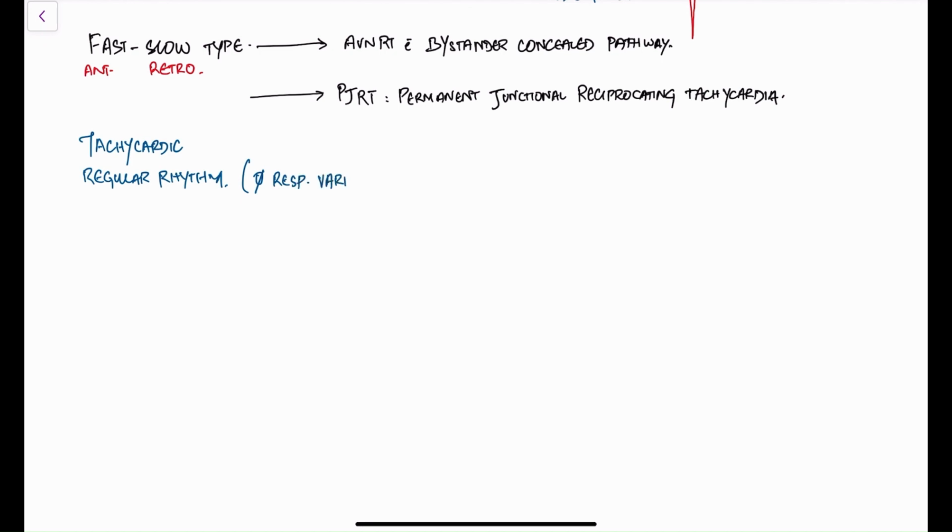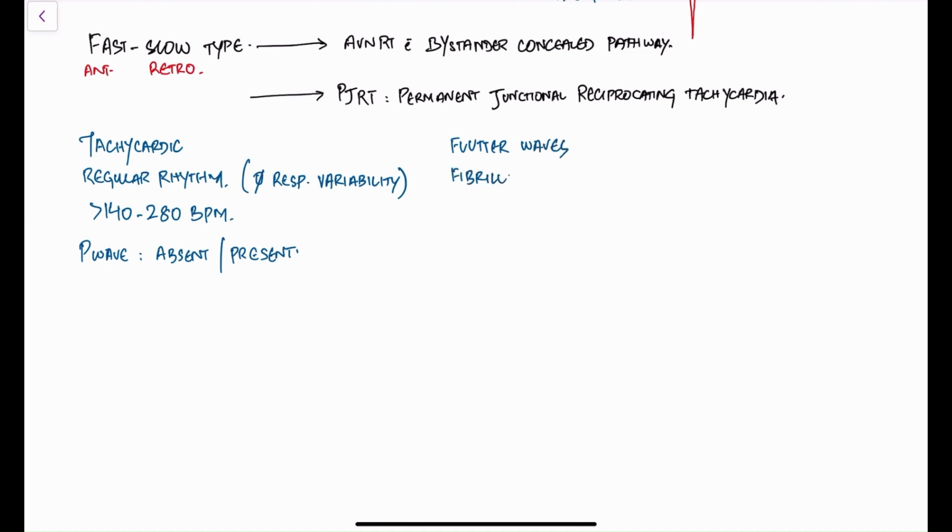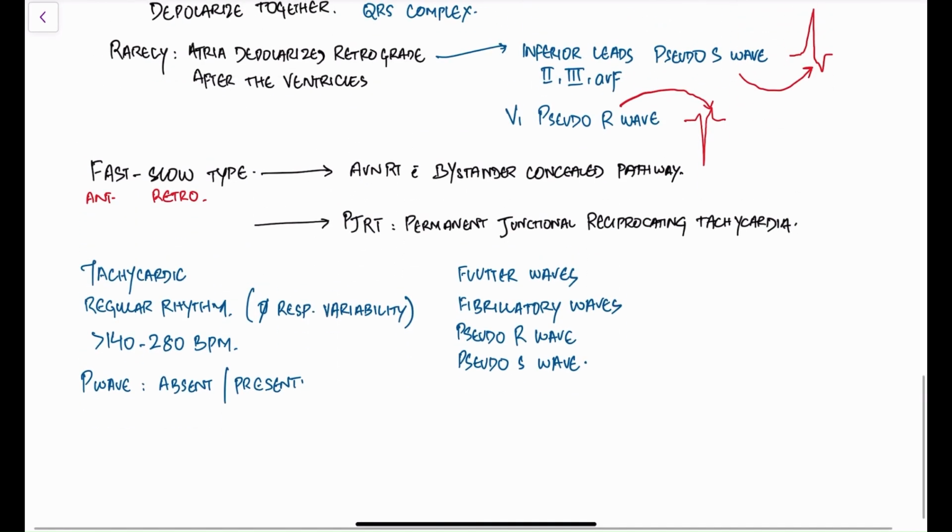So what you'll see on the ECG is a tachycardic rhythm. It will be regular. There will be no respiratory variability with this. The rates are usually between 140 to 280 beats per minute. Check if there is any P wave, if it is absent, if it is present. You can also look for P waves after the QRS complex as well. Look for the presence of flutter waves. Look for the presence of fibrillatory waves. As discussed, the pseudo R wave and the pseudo S wave.